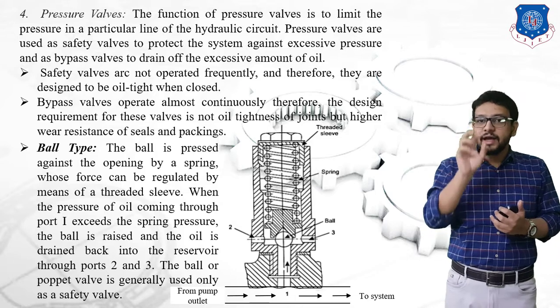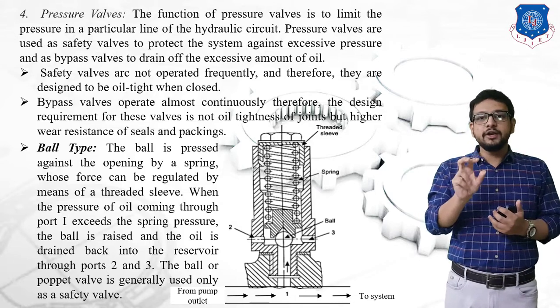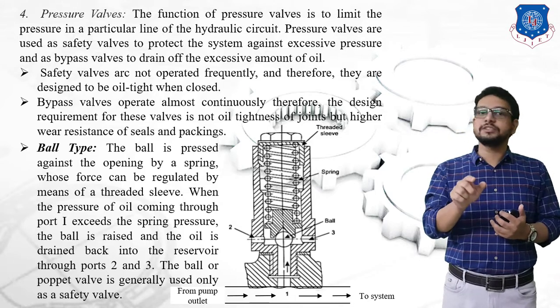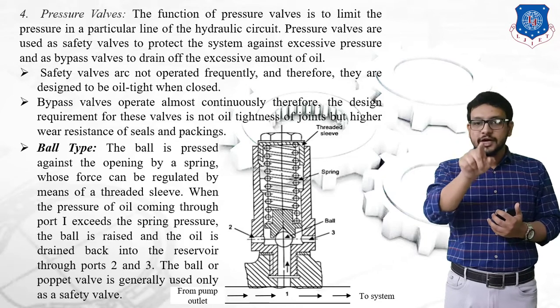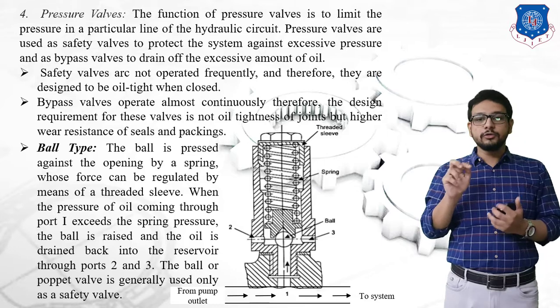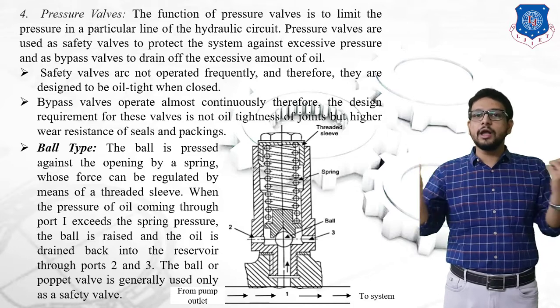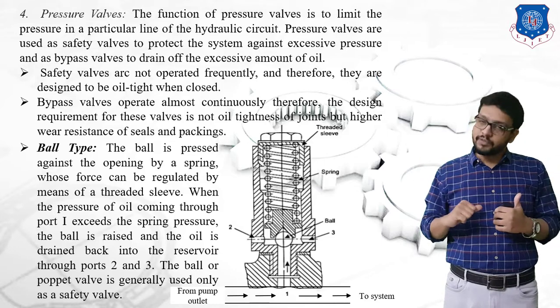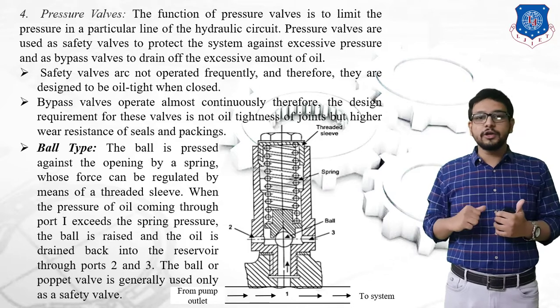Now we can say that excessive oil can be drained off back into the reservoir through two ports which are provided. You can see port number 2 and port number 3. So through both the ports, oil will be drained back into the reservoir. So it's very simple, the working is very simple.